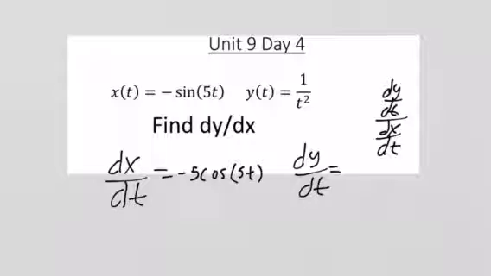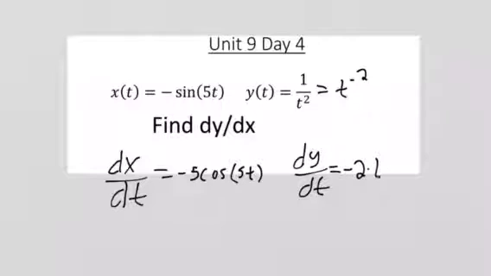Now to do dy/dt, it's going to be helpful to write 1 over t squared as t to the negative 2, because then we can easily see what our power rule is going to give us. It's going to give us negative 2 times t. We multiplied by the exponent, and now we're going to subtract 1 from the exponent. So now we can rewrite this as negative 2 over t cubed.